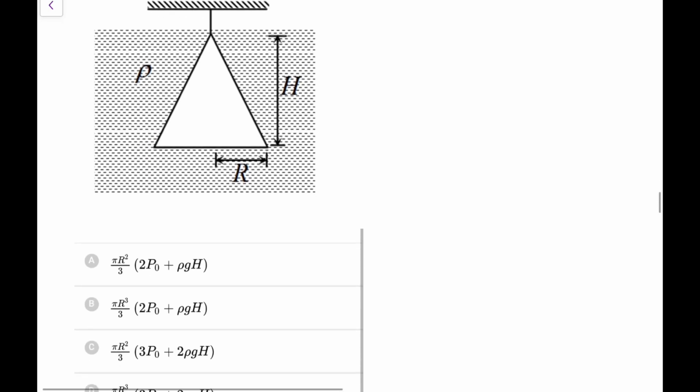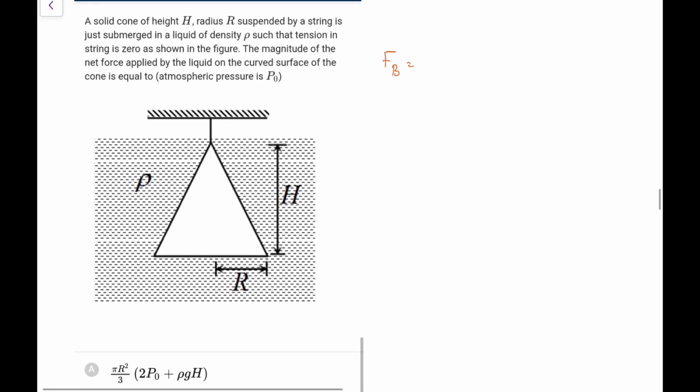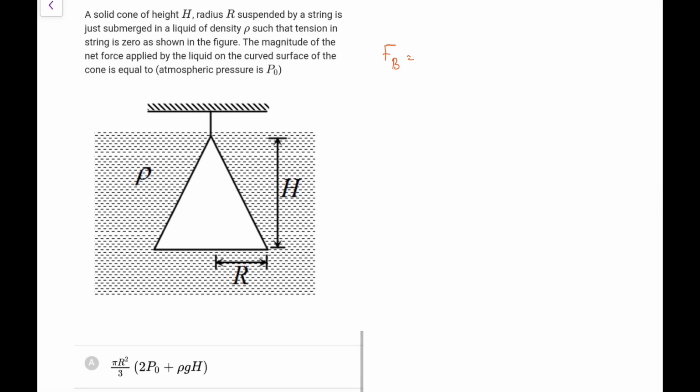Because the tension has become 0, I can say the net force exerted by the pressure difference of the liquid, or the buoyancy, would be equal to the weight. You are not given any density of the solid, you are given only the density of the liquid. So I'll write that buoyant force would be the density of the liquid into volume submerged. Volume submerged is 1 by 3 pi r square h.